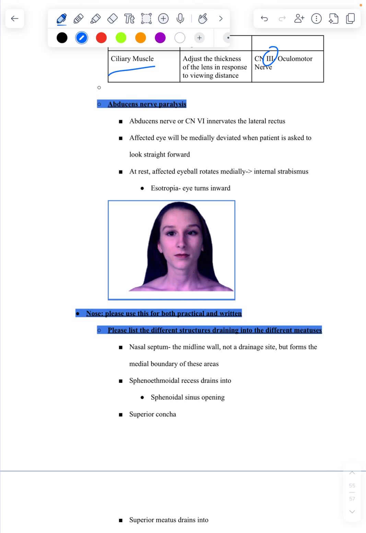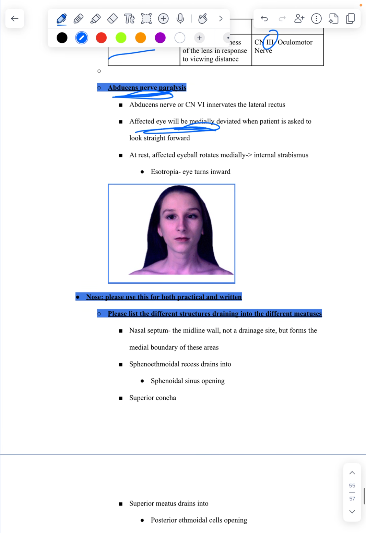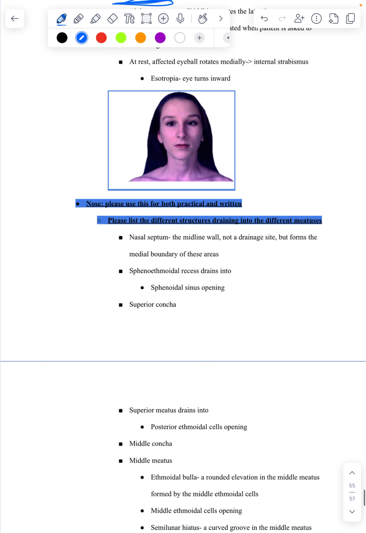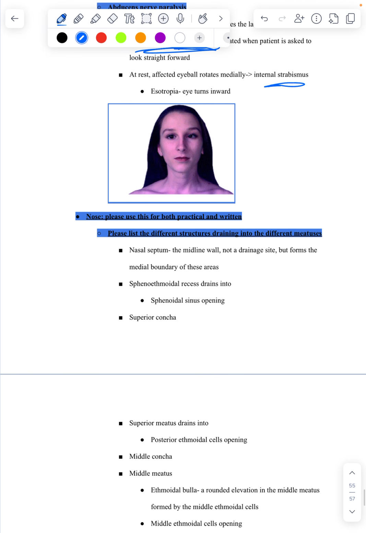If abducens is paralyzed, you can't look laterally. So your eye is going to be medially deviated. So you get internal strabismus because it's more medial, and then eye turns inward, esotropia.